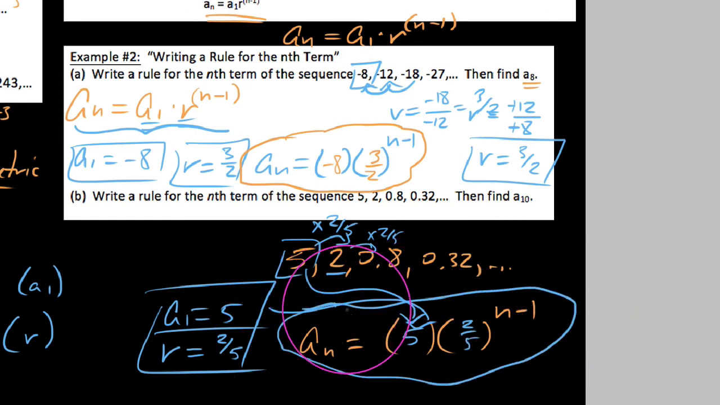So that's what a geometric sequence is. It has a common ratio that you multiply each number by to get the next term. And to write the nth term rule of the sequence, you have this fun little rule right here. Cheers.